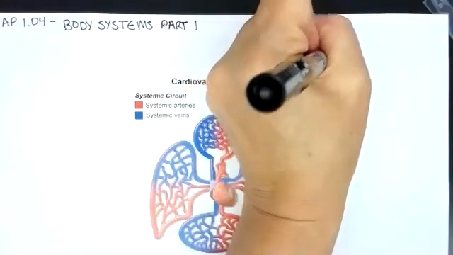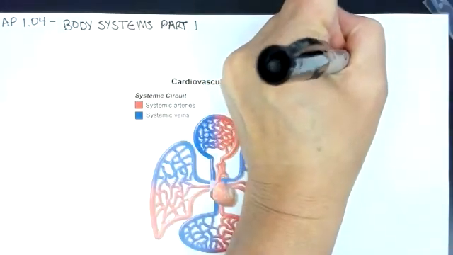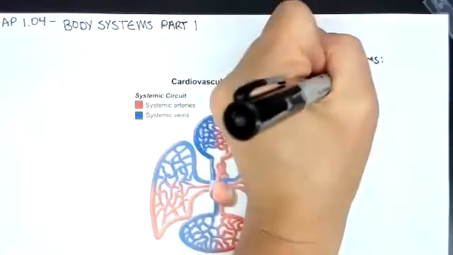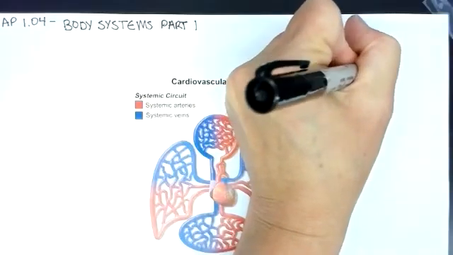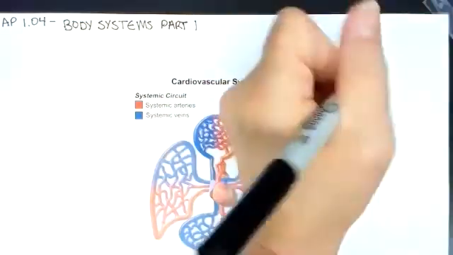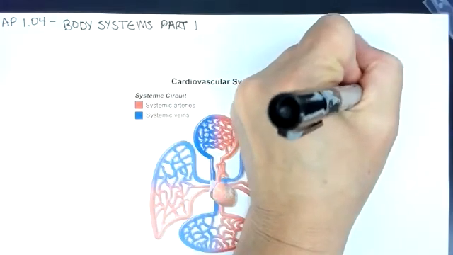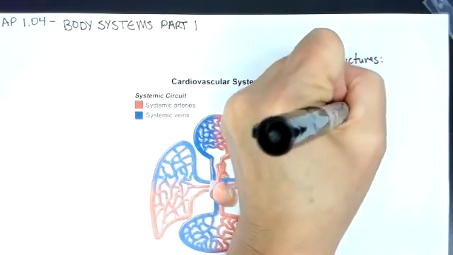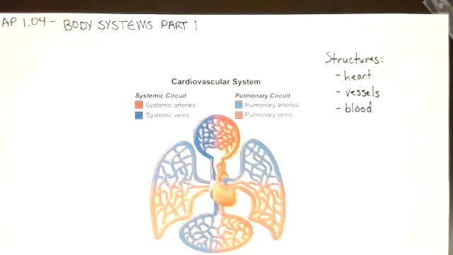So the structures in the cardiovascular system, and most of you named these a few days ago, but let's go through them again, are the heart, vessels, and we're going to divide these into arteries and veins. So sometimes we'll say the heart, arteries, veins, and blood. And those are basically what we consider to be the structures, even though blood is a fluid.